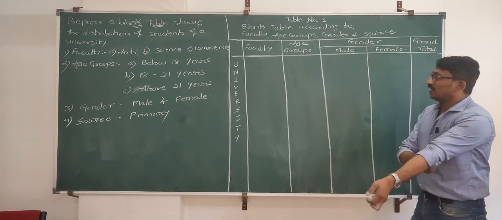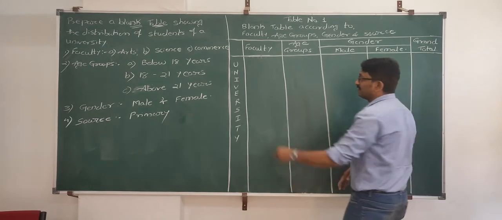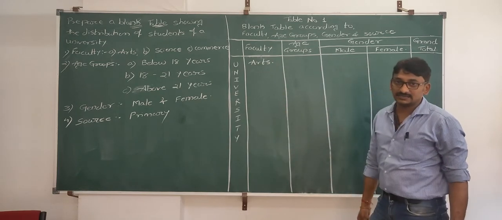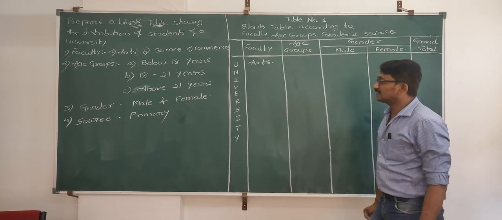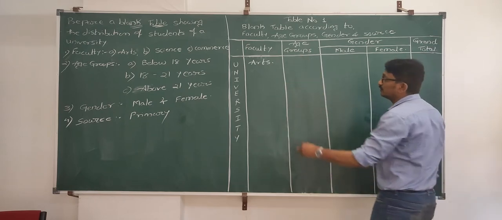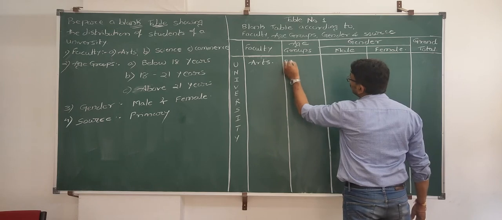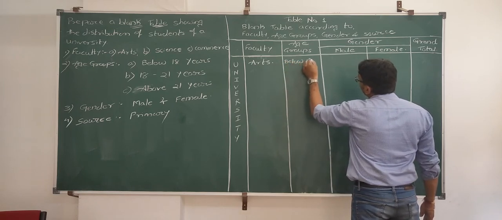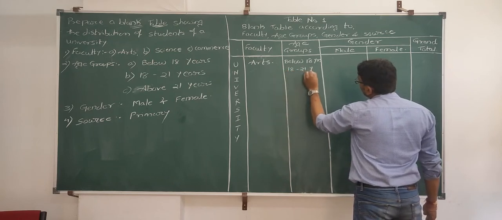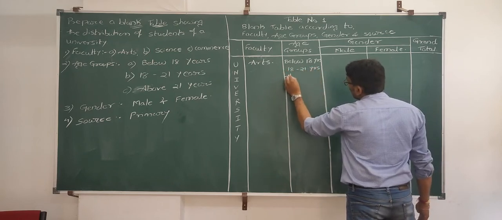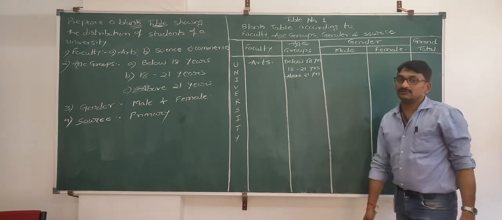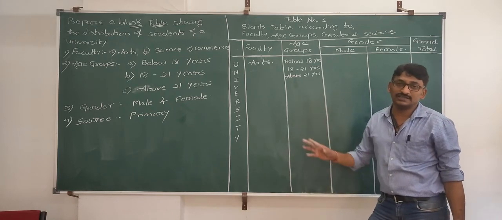We will go one by one. Now what is the first faculty here? Here first faculty is arts. In this arts, come to age group. There are how many age groups given to you? 3 age groups, right? All the 3 age groups: below 18 years, 18 to 21 years, and above 21 years. Okay, you have to write all the age groups.